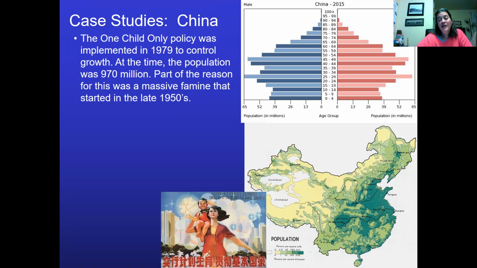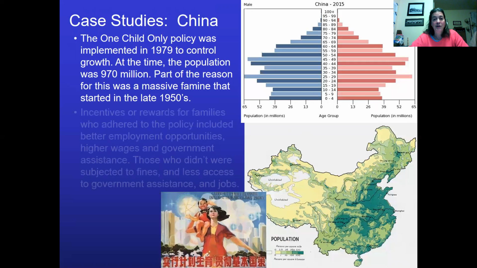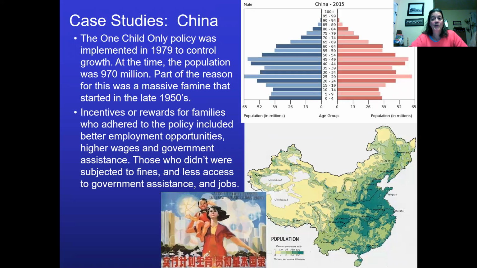Moving on to China. In China, they instituted the one-child-only policy in 1979 to control their growth. There was a huge famine, and they decided that it was either slow down their population growth rate or have lots of people potentially die of hunger. So China took the really extreme position of putting in this one-child-only policy, and there were a lot of carrots and sticks to encourage people to have only one child. The rewards were things like better employment opportunities, higher wages, government assistance, and for those who didn't comply, the sticks were things like fines, lack of access to government assistance and jobs.